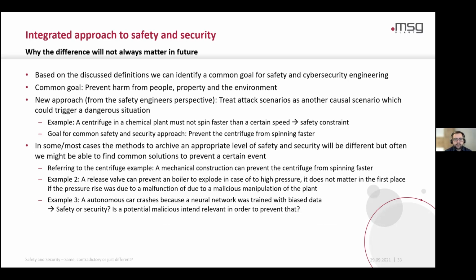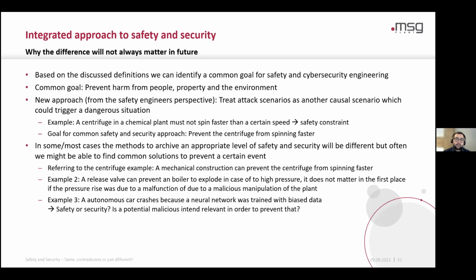But what is now the integrated approach between safety and security? Based on the very long discussion before, when we discussed definitions, we can identify the common goal. We want to prevent harm to people, property, the environment, and so on. And as I said, the new approach in safety should not be that we avoid malfunctions, but that we try to enforce certain safety constraints.